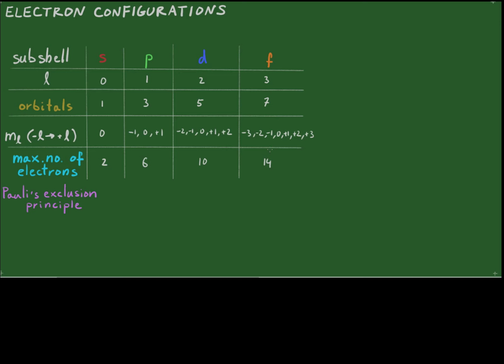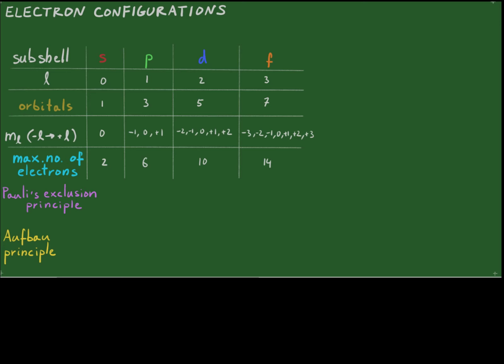Now that is all well and good, but how do we know which orbital is filled first? Your intuition might say that it would be the one with the lowest energy level, and you would be right. This is known as the Aufbau principle. Aufbau is German for building up.